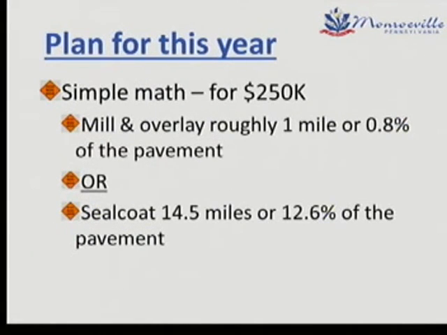And just some simple math for you. For the $250,000 budget that we have, you could mill and overlay roughly 1 mile or 0.8% of the pavement, or we could seal coat 14.5 miles or 12.6% of the pavement. Obviously one is unsustainable and the other could get us pretty far.